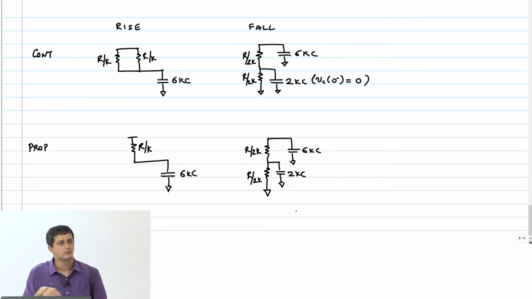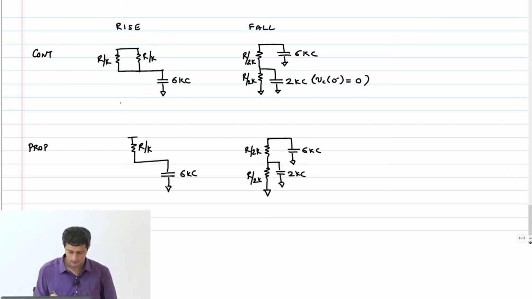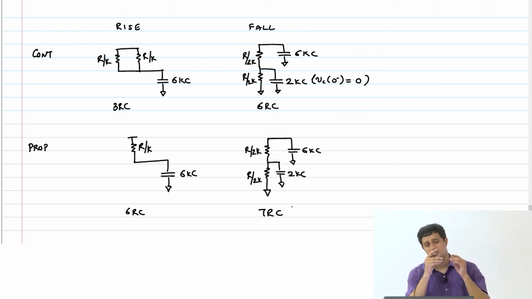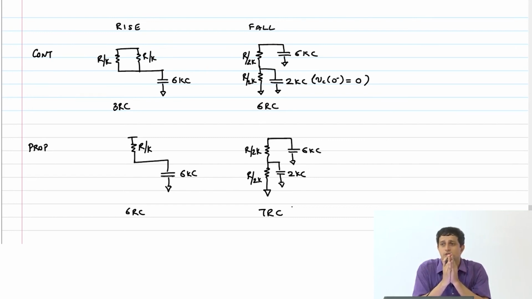So do all of you get these 4 equivalent circuits first correctly? Okay. So now tell me the delay numbers here. Contamination rise. How much? 3 RC. Here. Fall. Contamination fall. Propagation rise. 6. Propagation fall. RC. What is the key conclusion you get from this?